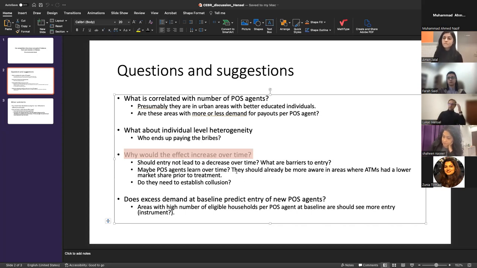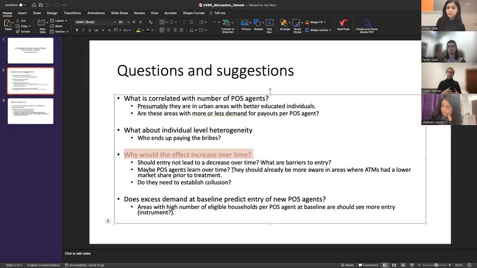One idea how you could test this potentially is, I thought the learning process should be faster in areas where there are fewer ATMs to begin with, or no ATMs to begin with, because people were already previously in that position of not having a good outside option.